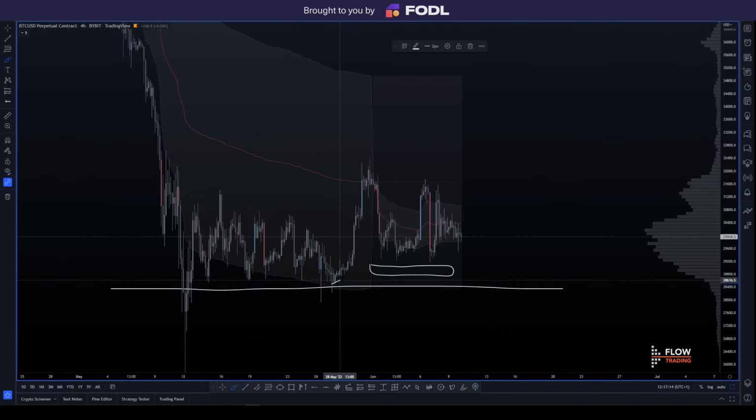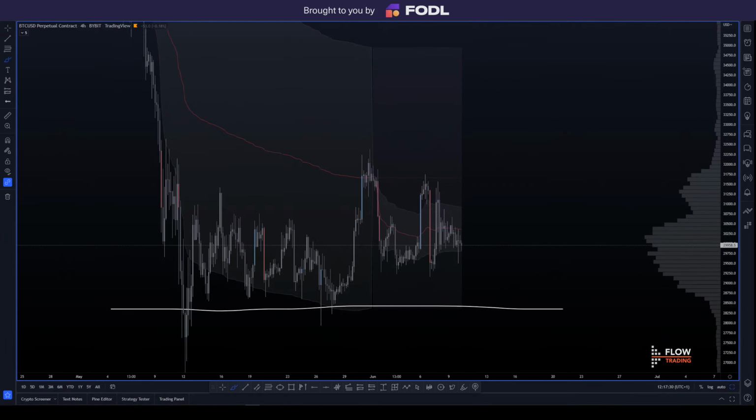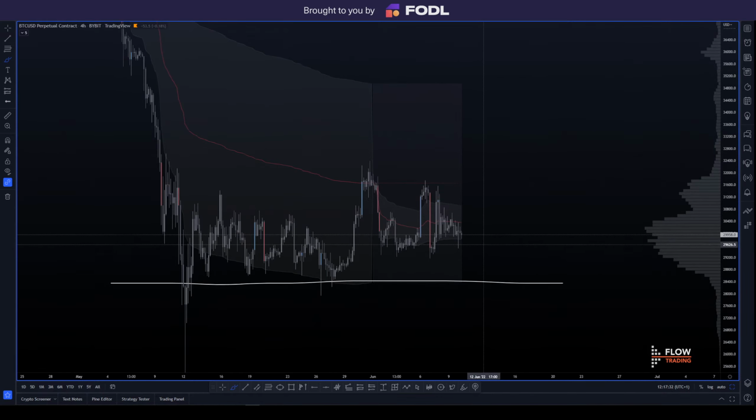But from my previous observations, there's no way that all of these people that went long from around the 30k level are going to rally without us taking those stops first. I doubt it very much. So that's basically what I see.